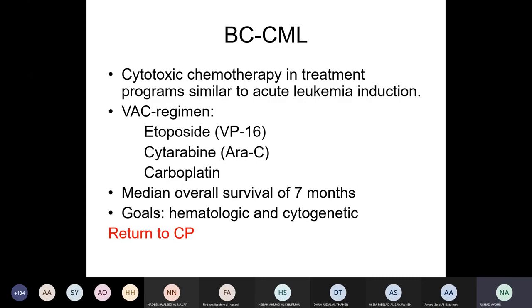Generally speaking, the success rate or the ability to maintain survival with blast crisis is very, very short. Our goal is to reach a hematologic and cytogenetic response with chemotherapy, but if achieved it is usually short term and not maintained long term. Overall survival in these patients is not that good. This is really an aggressive form of the disease.